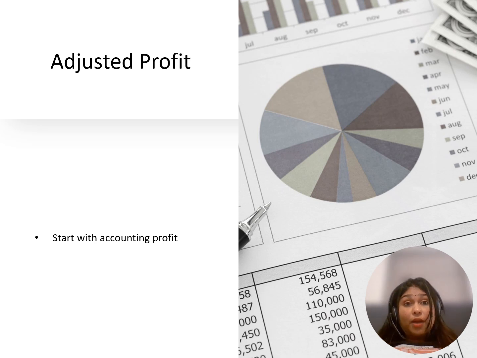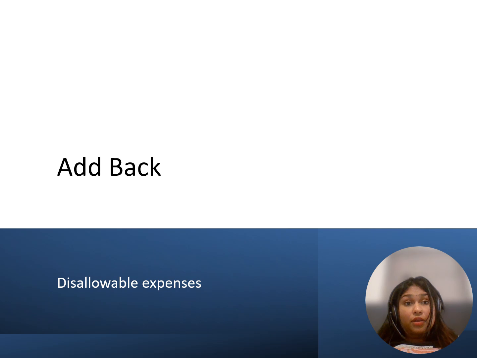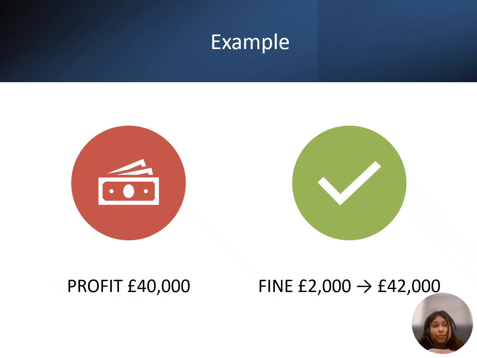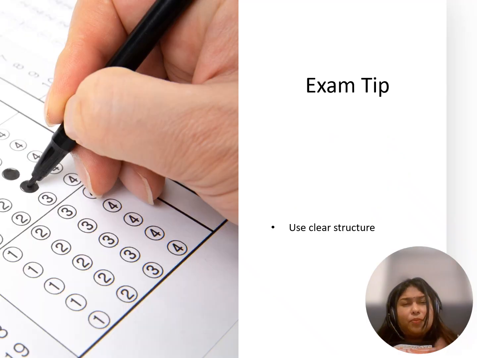If you master this format, you secure easy marks in tax. Start with accounting profit, then add disallowable expenses. Then deduct allowable expenses and capital allowances. Let's take an example. Profit is £40,000. There is a £2,000 fine. Then you add it back to the profit, the £2,000 fine. So the adjusted profit becomes £42,000. Presentation is very important. Use a clear format. Examiners reward structured answers.